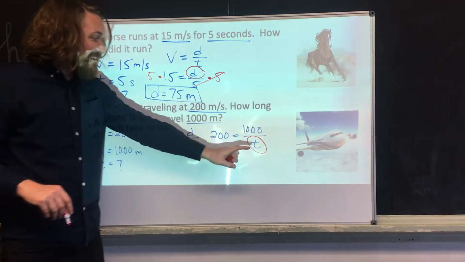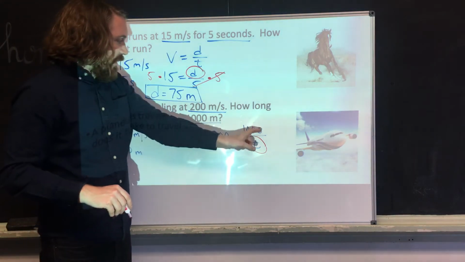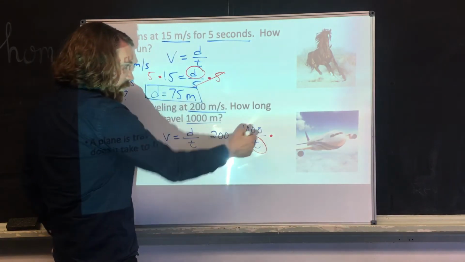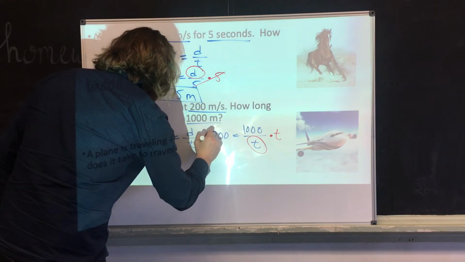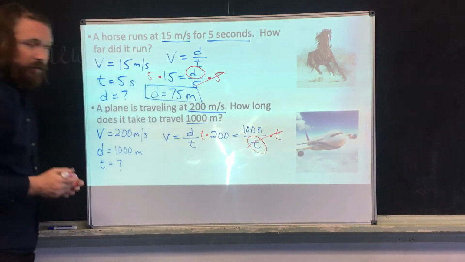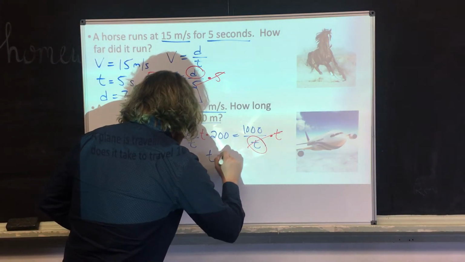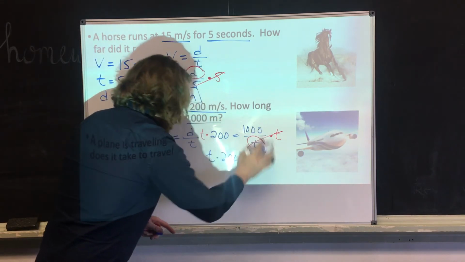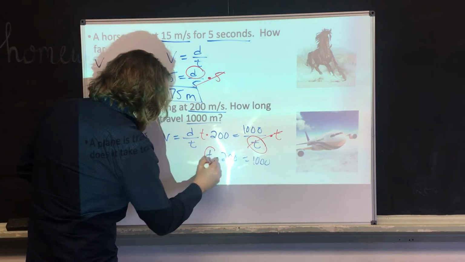All right, we can't have T in the bottom of the fraction, so we got to get it out. Jailbreak. This is division. The opposite of division is multiplication. Always multiply by the bottom of the fraction. So we multiply that side by t, so we got to multiply this side by t. T divided by t is 1. And now I have t times 200 equals 1,000.